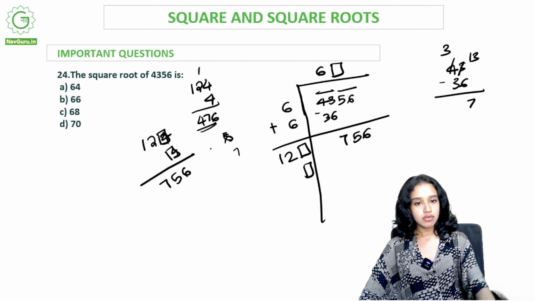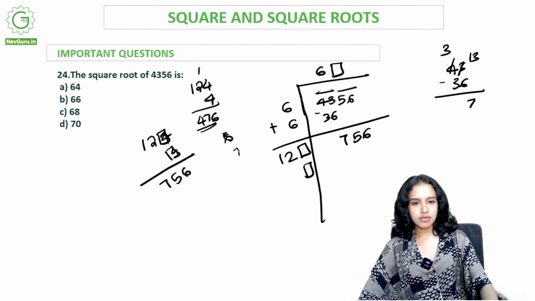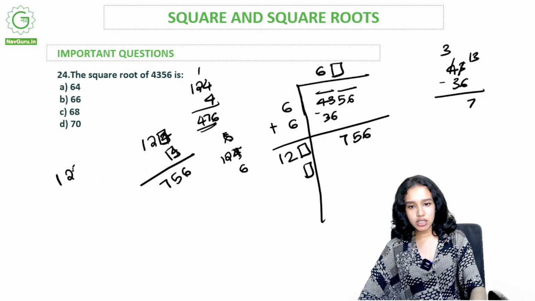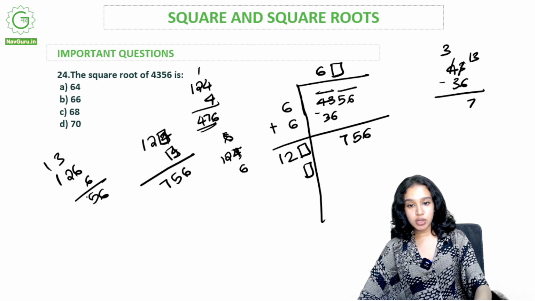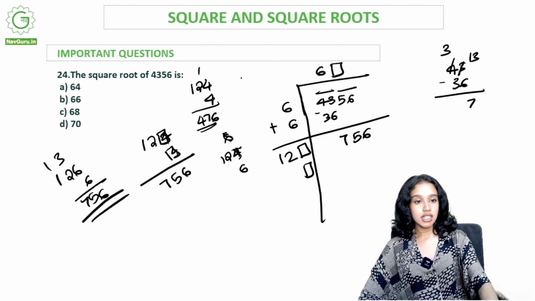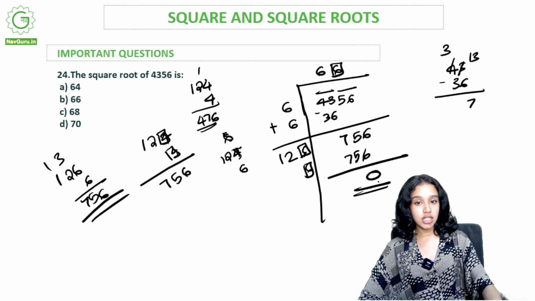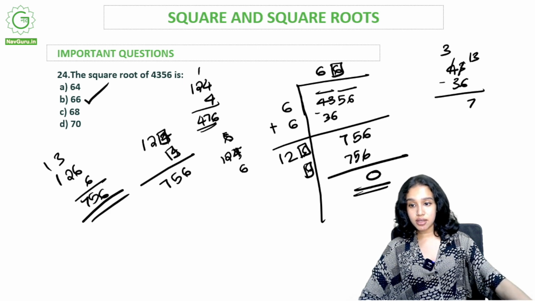Let's see that. 124, 5, 6. Let's see 126 into 6. 6 6s are 36, 6 2s are 12, 13, 14, 15, 6 1s is 6 and 7. It's 756. Yes, so we get 66 here. 756 and the remainder goes as 0 and it's 66.